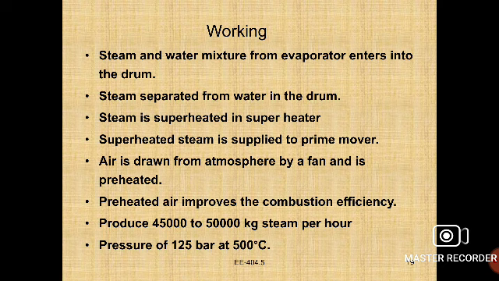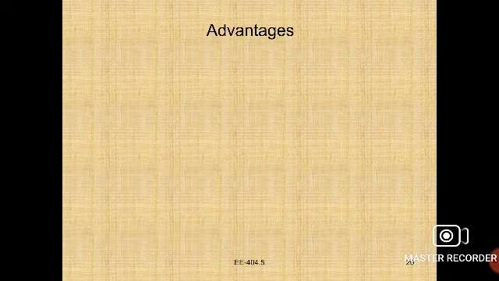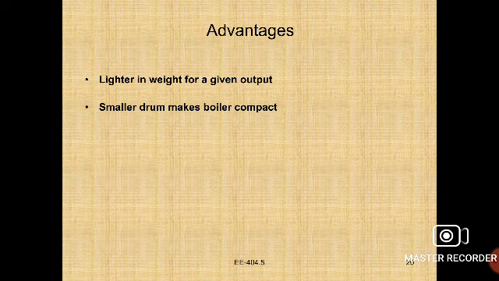Air is drawn from the atmosphere by a fan and is preheated, right? And next, preheated air improves the combustion efficiency. The boiler produces 45,000 to 50,000 kg per hour at a pressure of 125 bar and 500 degrees centigrade.